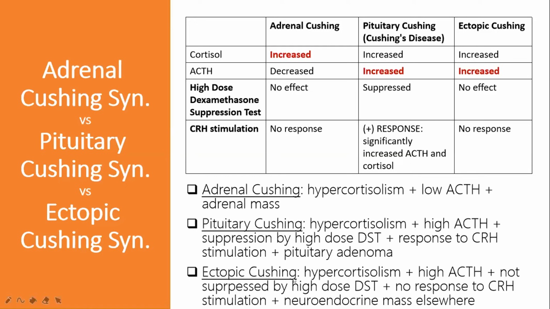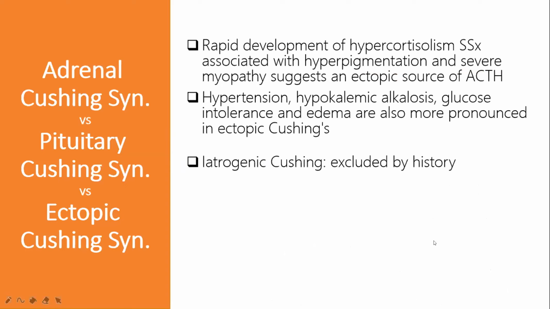So if that would be an ectopic Cushing, there would be hypercortisolism plus high ACTH. It would not be suppressed by high-dose DST, and there would be no response to CRH stimulation, in the background of a neuroendocrine mass located elsewhere. So rapid development of hypercortisolism, signs and symptoms associated with hyperpigmentation and severe myopathy suggests an ectopic source of ACTH. Hypertension, hypokalemic alkalosis, glucose intolerance and edema are also more pronounced in ectopic Cushing's.